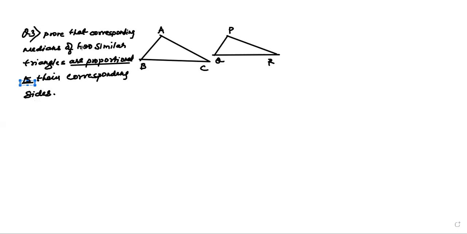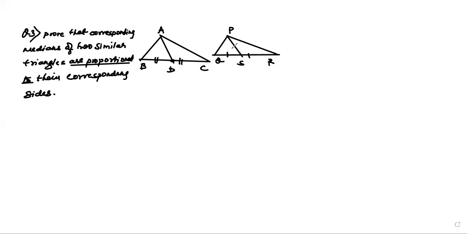This means that if we analyze this question, you need two similar triangles. I have drawn a picture of two similar triangles and their corresponding medians. Suppose AD is a median here and PS is a median here. You know, a median is a segment that joins the midpoint of a side and the opposite vertex.